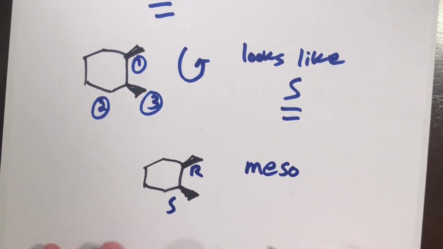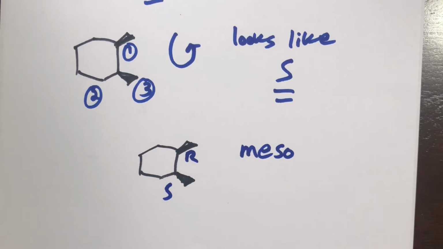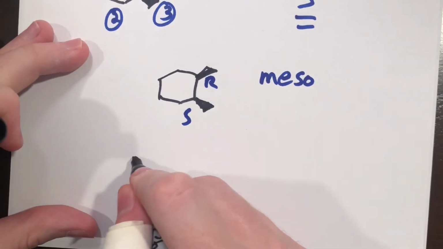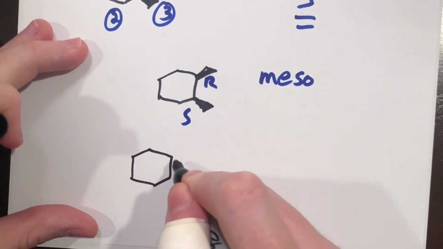Now you may be wondering, are all of these cyclic structures that are cis, are they meso? And it's not necessarily the case. I mean, more often than not it will be the case. But consider this example. Here's one example that would break that rule as being always true.